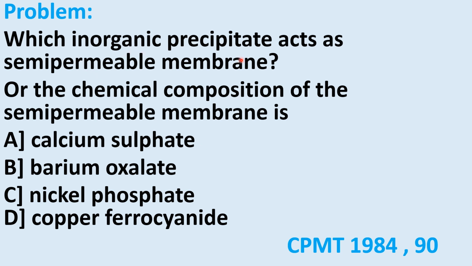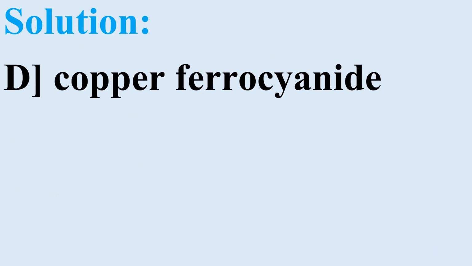Which inorganic precipitate acts as a semi-permeable membrane? Or, the chemical composition of the semi-permeable membrane is: option A calcium sulfate, option B barium oxalate, option C nickel phosphate, option D copper ferrocyanide. Option D, copper ferrocyanide, acts as a semi-permeable membrane.